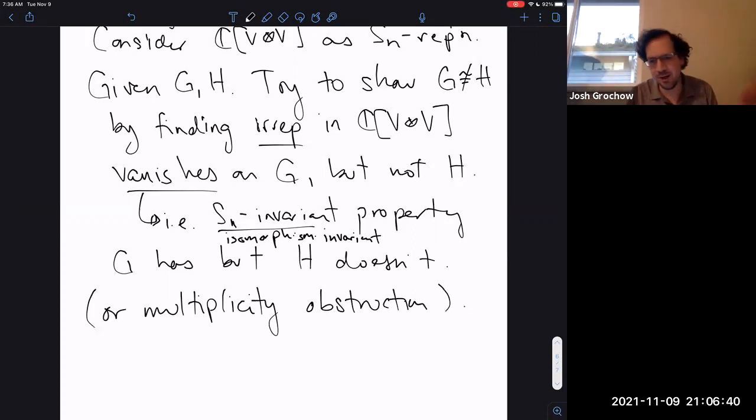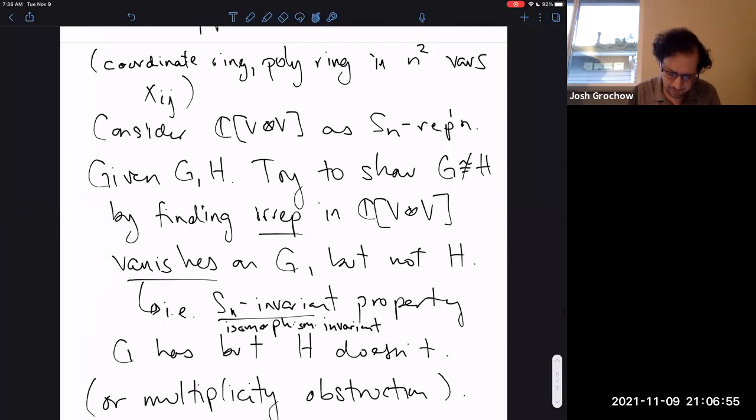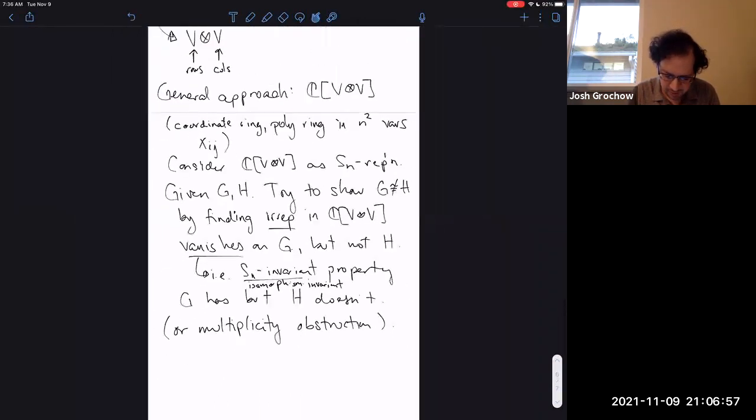I kind of don't want to get into that because I don't have much more to say about that. But I want to give you a feel again for how these things arise, and what multiplicity obstructions could even look like in this situation. Okay, so this is sort of the GCT approach, or I should say a GCT approach, to proving graphs are not isomorphic.